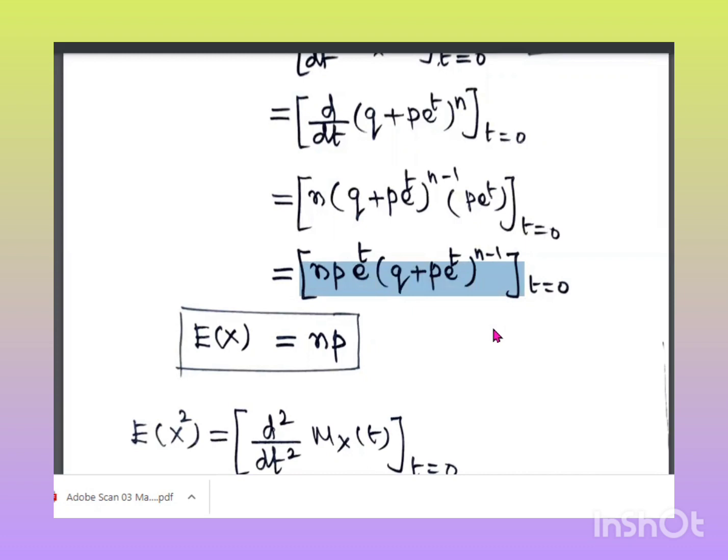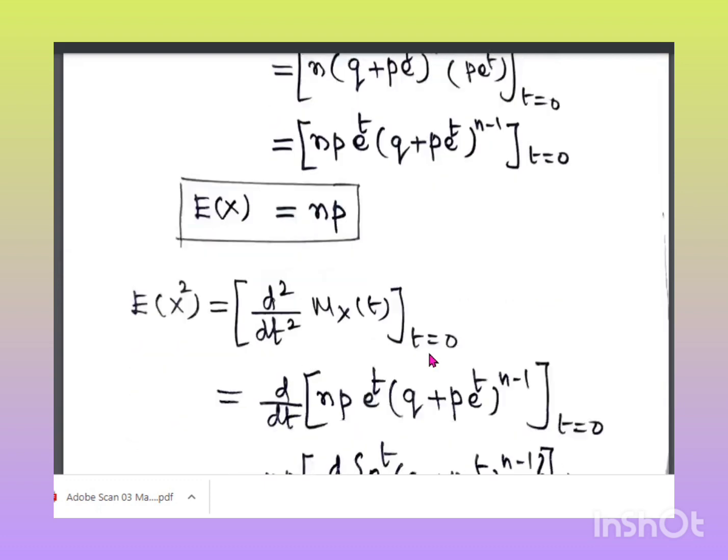So np. q plus p e power 0. What is e power 0? 1. So q plus p. In the starting, what I told, q plus p is equal to 1. p plus q is equal to 1. So 1 power n minus 1 will be 1. So 1 into np is equal to np. So expectation of x is equal to np.